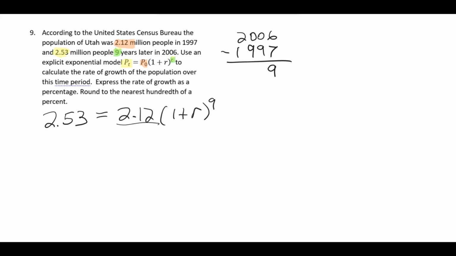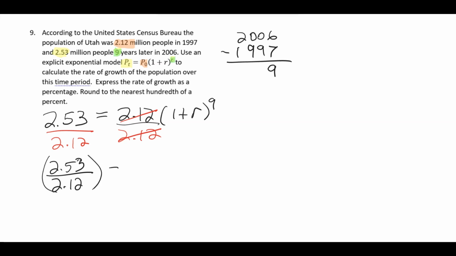Well, first off, I can divide by the 2.12 and peel back one layer of this expression. And I'm not going to evaluate this left side because I don't want to make any rounding errors. Now, how do we get rid of the 9 power? There's basically two things. One would be a 9th root. But that begs the question, how do we do a 9th root on our calculator?